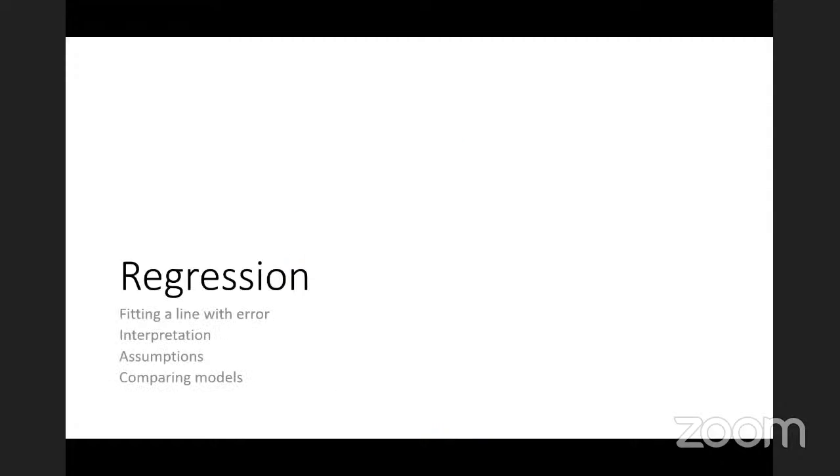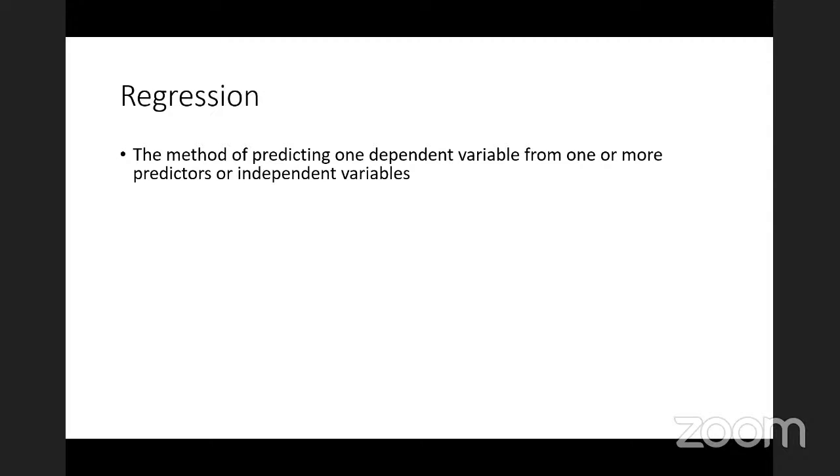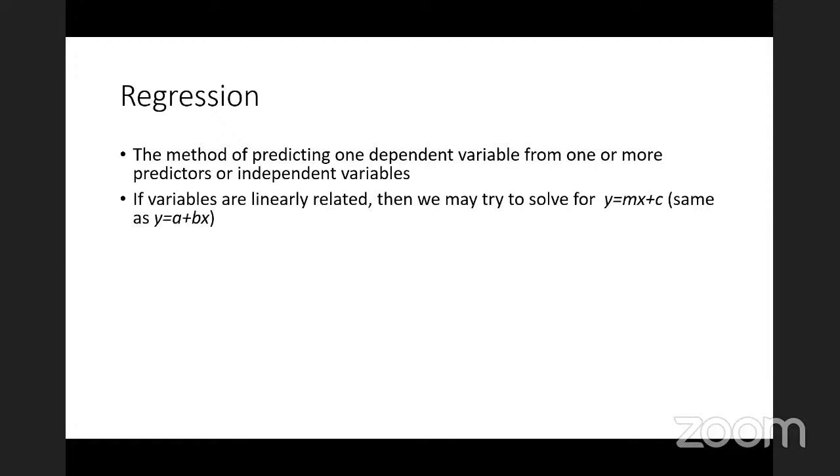So with this background, we move on to regression. These are the points we'll be covering. We will discuss the concept of mainly linear regression, that is fitting a line with error, the interpretation, assumptions, and how to compare models. Now, regression is just a method of predicting one dependent variable from one or more predictors or independent variables. So we have two new terms over here right now.